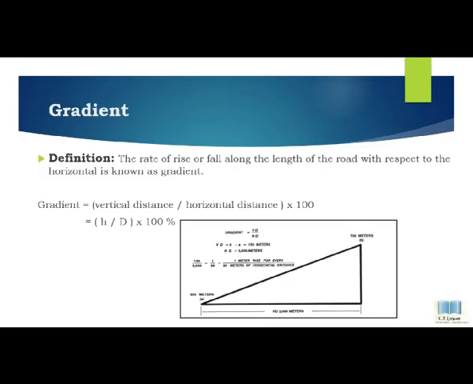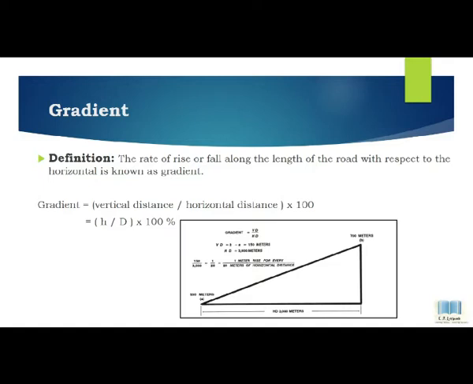So, the first point is gradient. What is gradient? The rate of rise or fall along the length of the road with respect to the horizontal is known as gradient. It means the rise or fall along the surface of the road is called gradient. Also, the ups and downs on the road are also called gradient.